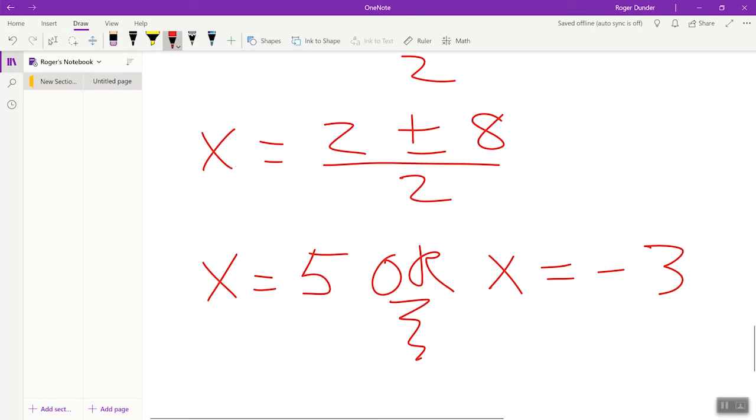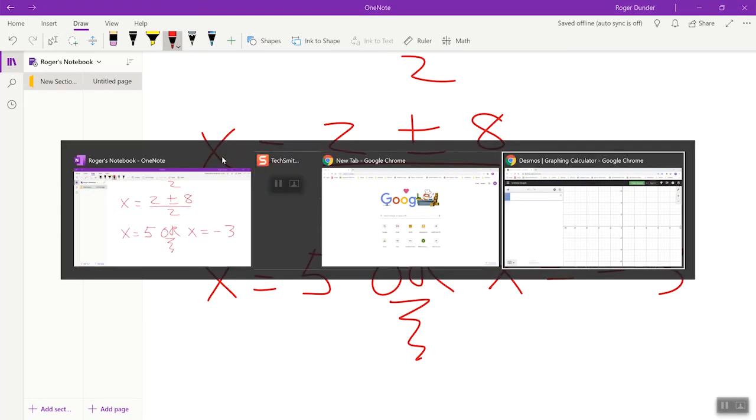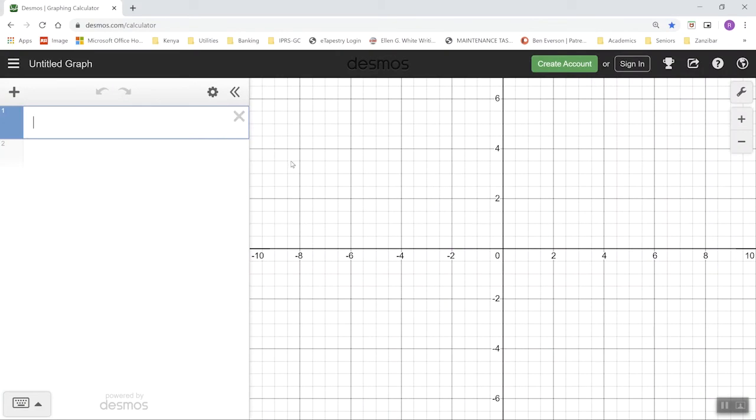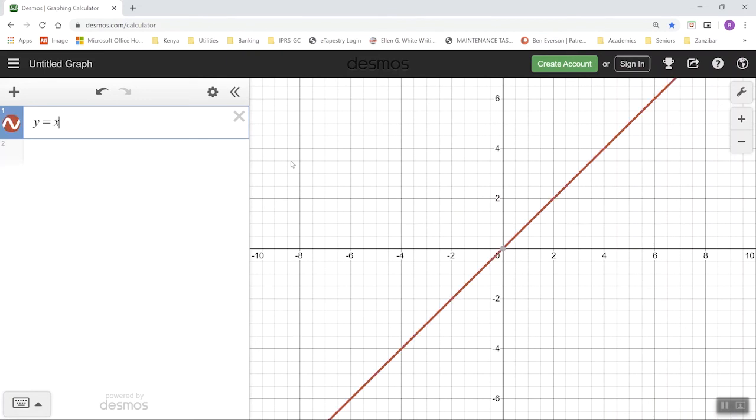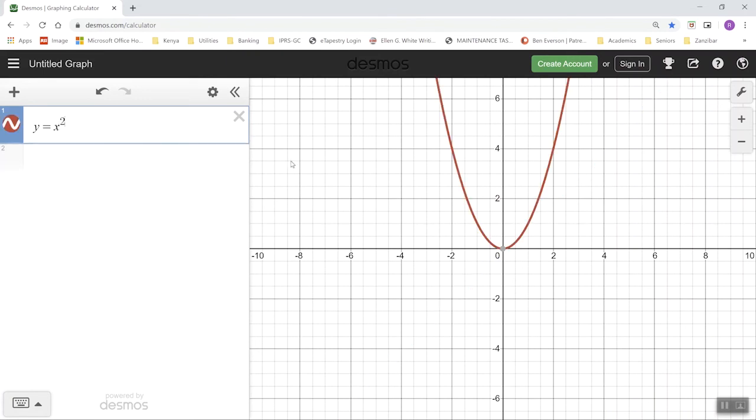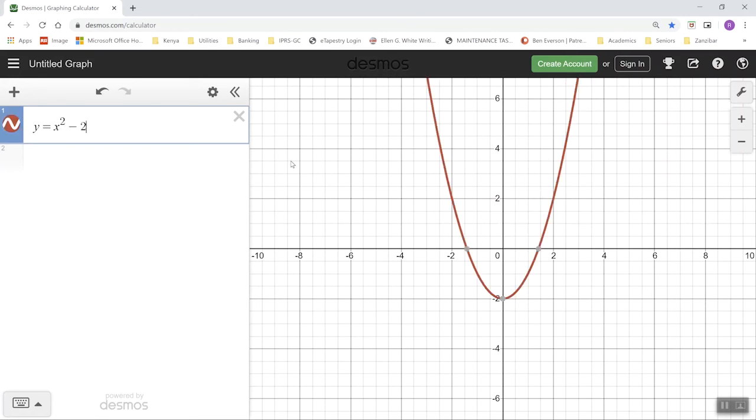Now, how else could you go about solving this? Well, just to check ourselves and to keep you conversant with everything, let's have a look at our Desmos graphing calculator. Y equals 2x squared, or sorry, just x squared, not 2x squared, minus 2x minus 15.